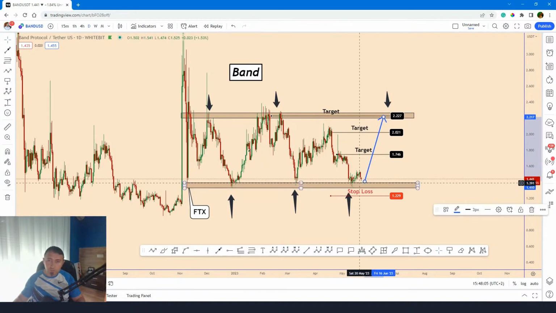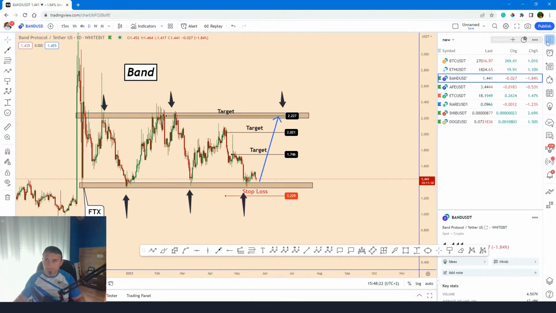The profit potential is huge at this moment. We just have to be patient for Band Protocol, and we may see the price increase even higher. So this is what I'm looking at for Band Protocol.